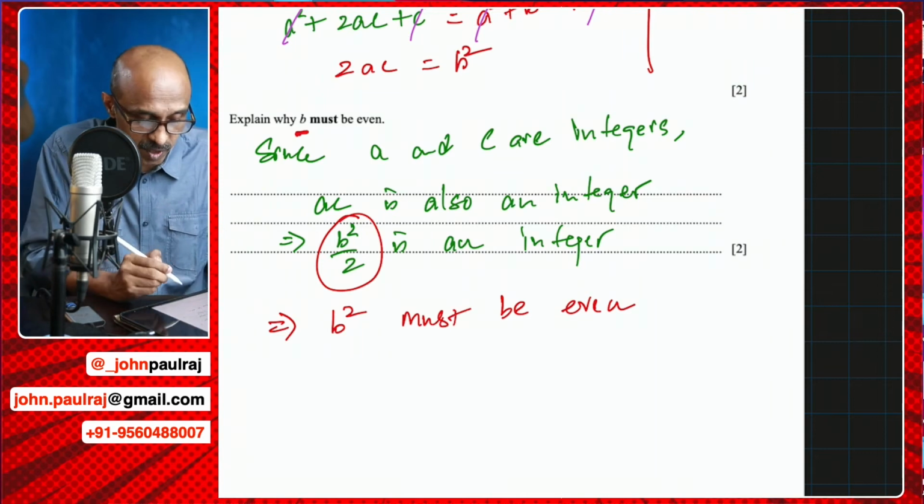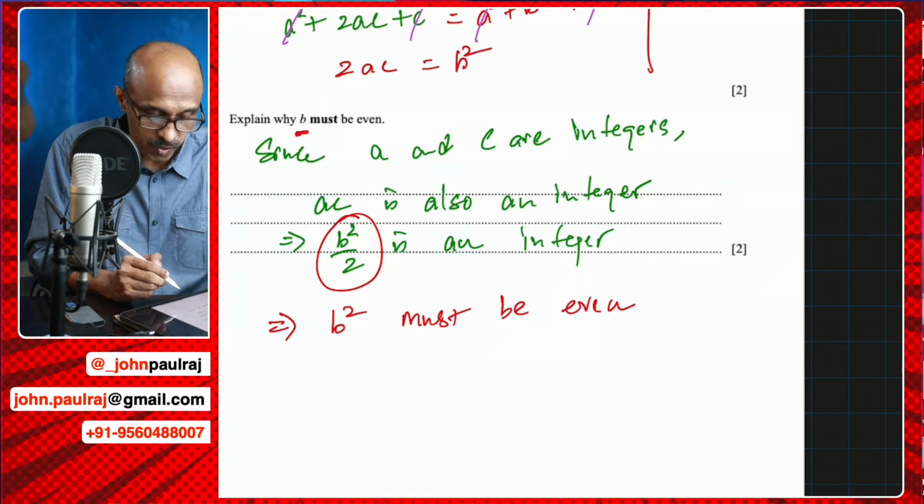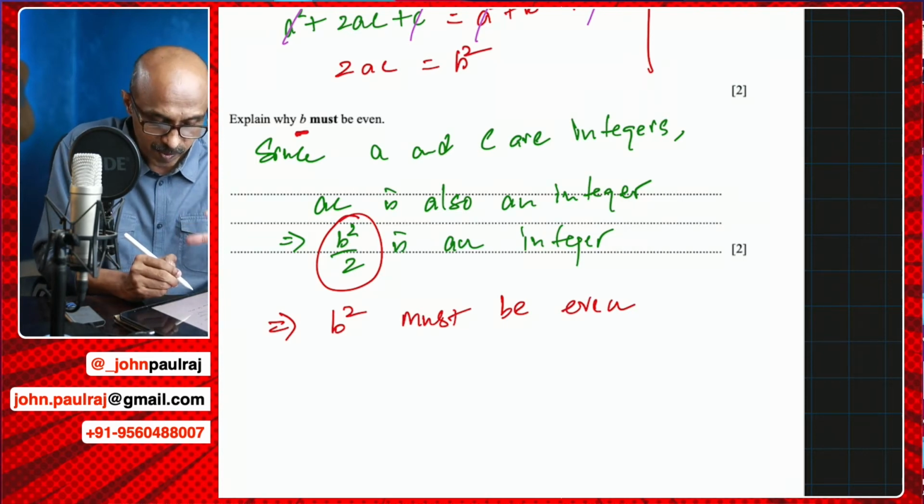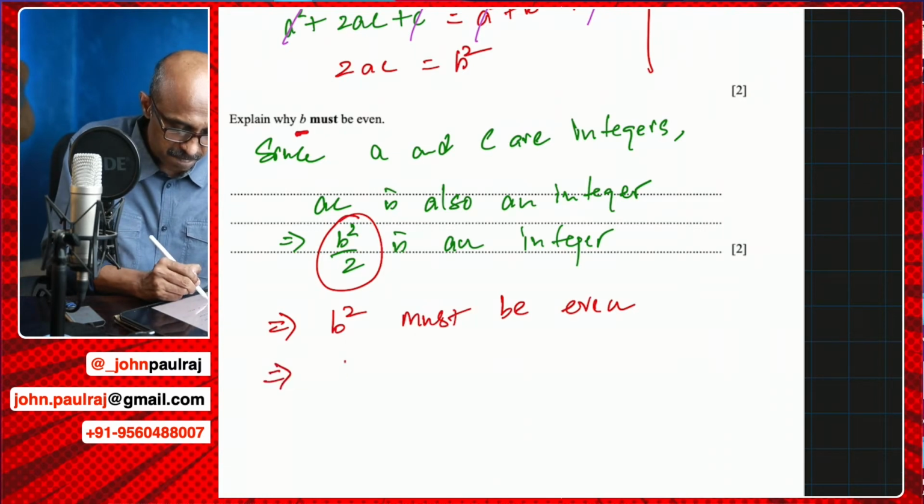Why is b squared even? Because b squared by 2 is an integer, all right? That means it's clearly divisible by 2. So b squared is clearly divisible by 2, which means b squared must be even. And if b squared is even, then b is also even.